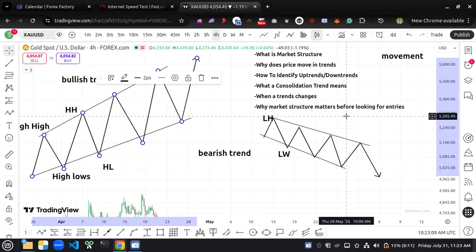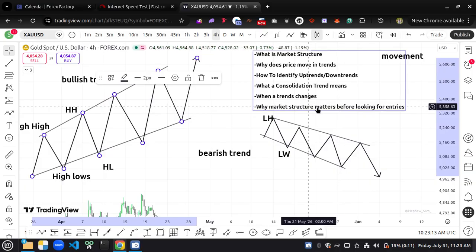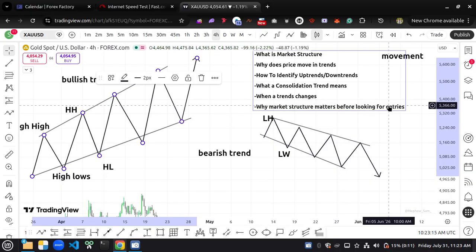So when you know the overall market structure, right? Why does market structure matter before looking for entries? It matters because if you know the exact way price is moving, and that's why we don't like saying we are predicting the market. We're just saying, okay, we are following the market trend. So when you know the way the market is moving, you won't be chasing the opposite direction.